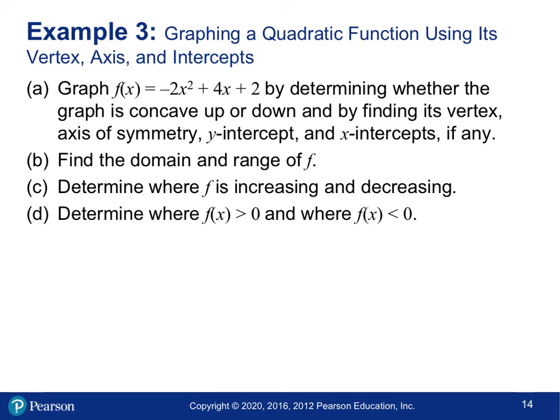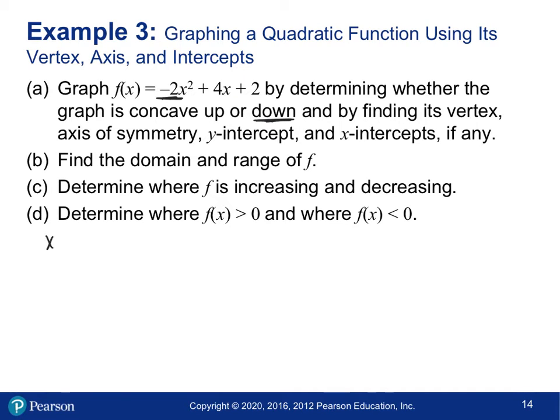All right, so example 3 is the most challenging one I believe we have. It does take a while to get through this one because there's lots of different parts. So let's take a look at that. First thing we want to do is notice that it is going down, right? It's concave down because a is negative, so I know it's concave down.